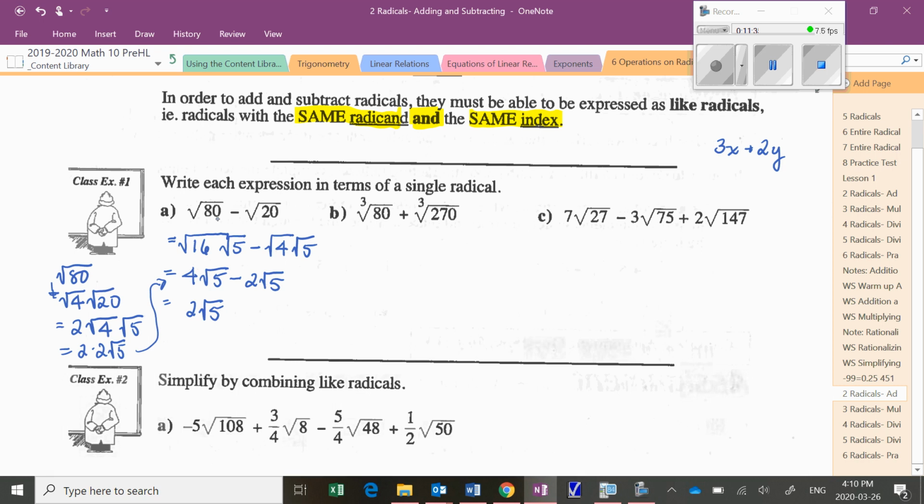Okay, so let's take a look at B with the cube roots then. So cube root 80, so again, this time with an index of 3, I'm looking for perfect cubes.